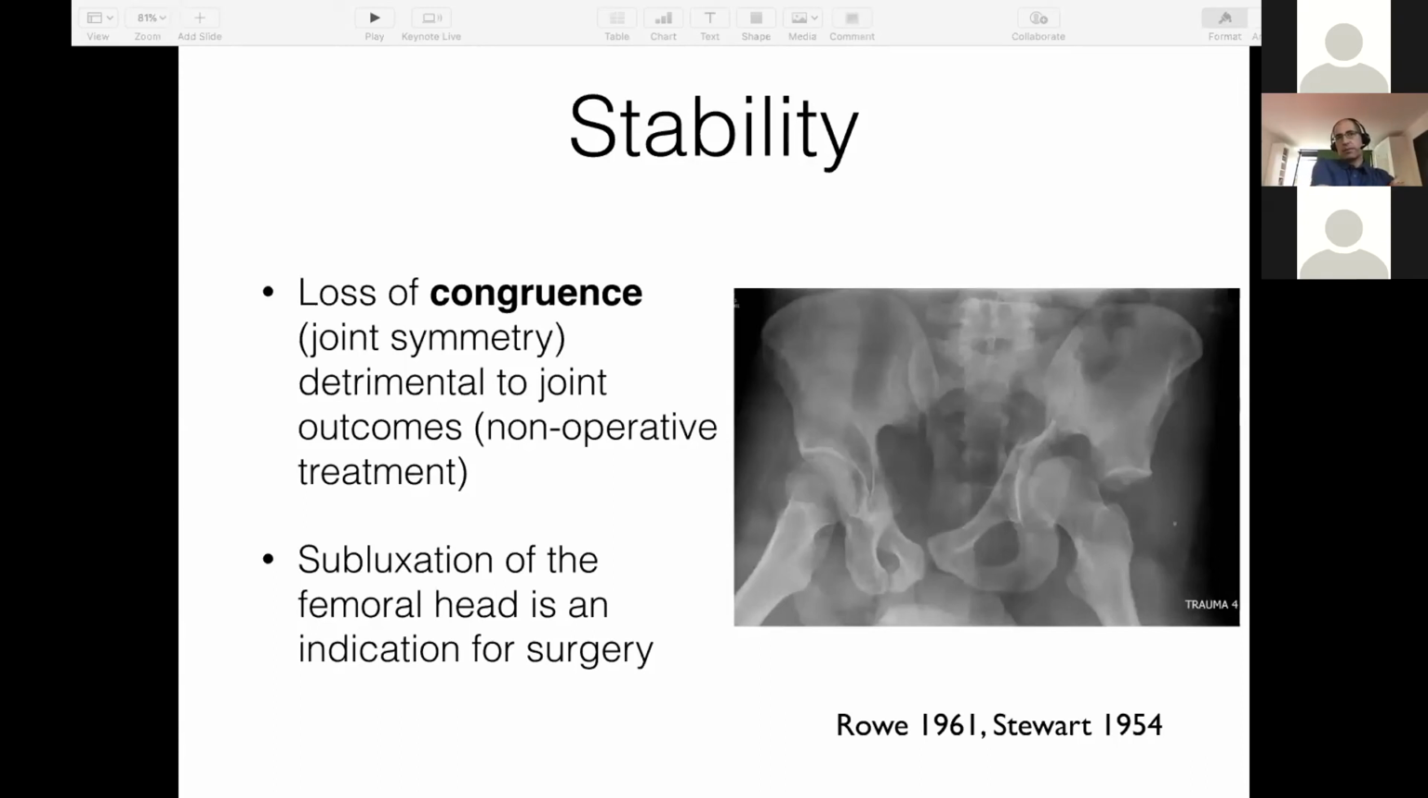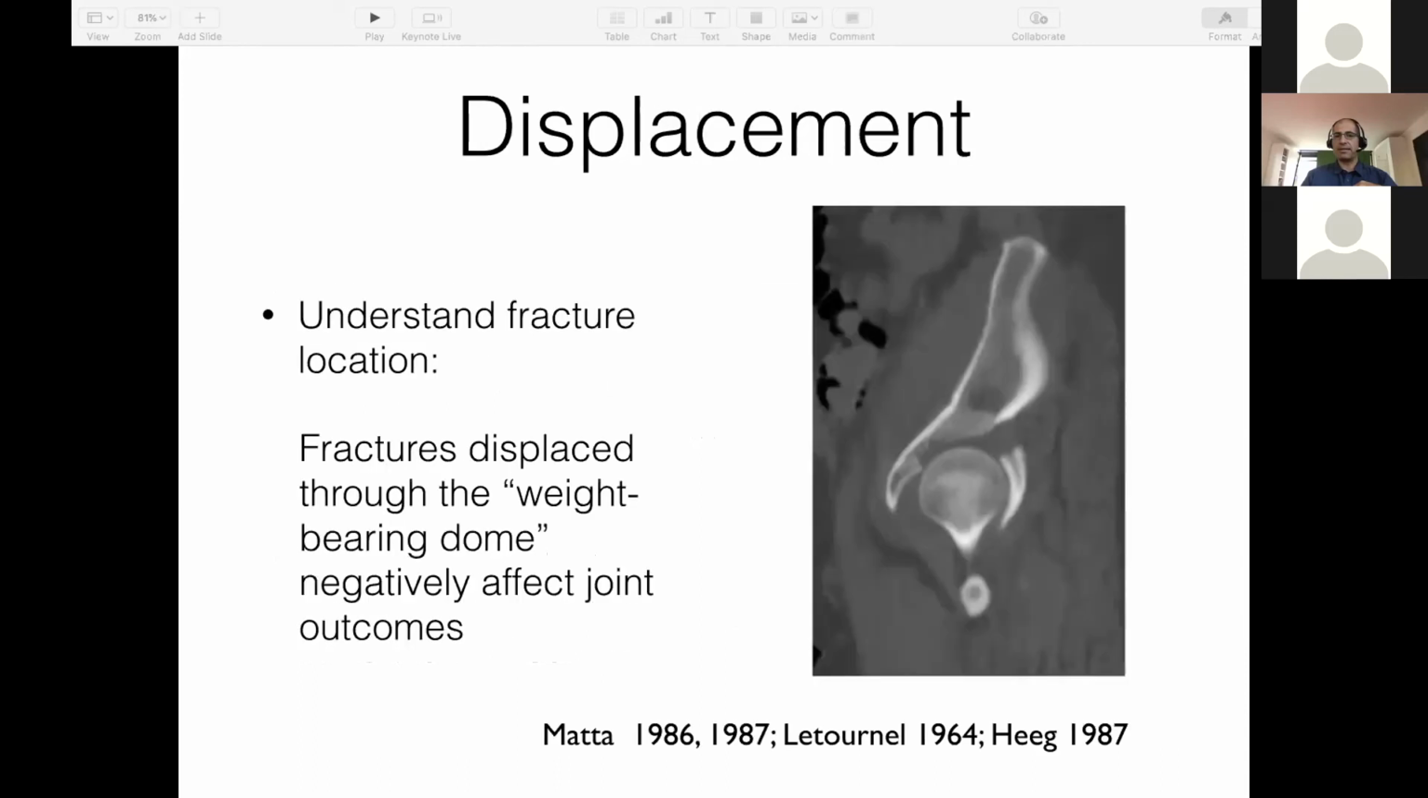Okay, stability. All right, so how do we define? We talked about stability with regards to pelvic ring injuries. In acetabular fractures, stability is assessed or determined by a loss of congruence. So if you lose joint symmetry, and often you need to look at the other side. If you've got a CT scan and you can see both sides, or a good X-ray of both sides, you can tell how much clear space is there in a joint, and if that's being affected by the acetabular fracture, that's an unstable injury. Sometimes it can be subtle. If you have any subluxation of the femoral head, that's an indication for surgery.